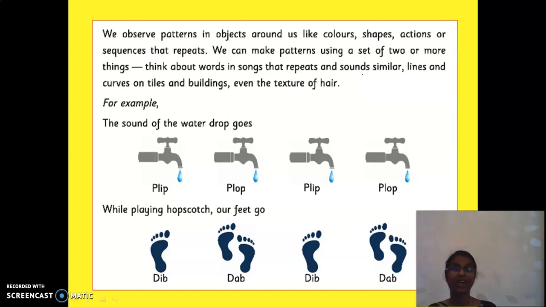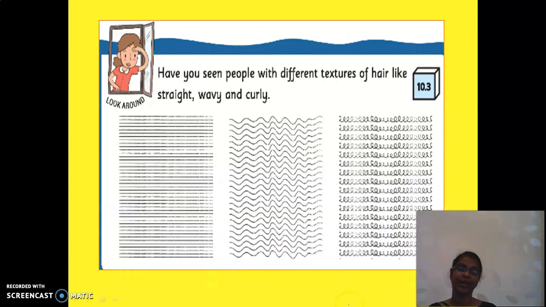Lines and curves on tiles and buildings. Even the texture of hair is a kind of pattern. Some might have curly hair, straight hair, or both mixed. So there are different types, isn't it? Am I right? Okay. For example, the sound of water drops goes. While playing hopscotch, our feet go. Fingerprints. Toe prints. Have you seen? All are repeated, so it is also a kind of pattern. Am I right?